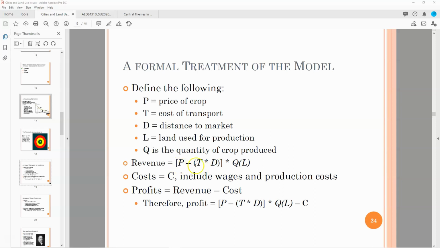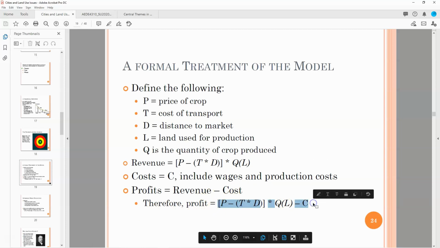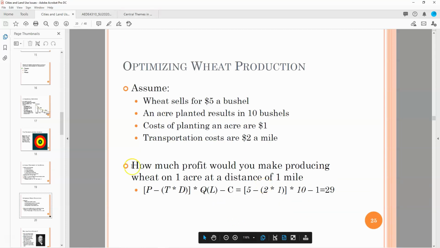P is the price of crop. T times D is our total transportation cost, and times the quantity of crop Q. That would be our total revenue. And the cost would be equal to C, and C is our production costs, which include wages and other production process costs. Then the profit would be the difference between total revenue and total costs. So we just do a simple calculation here. This formula represents our total profits.